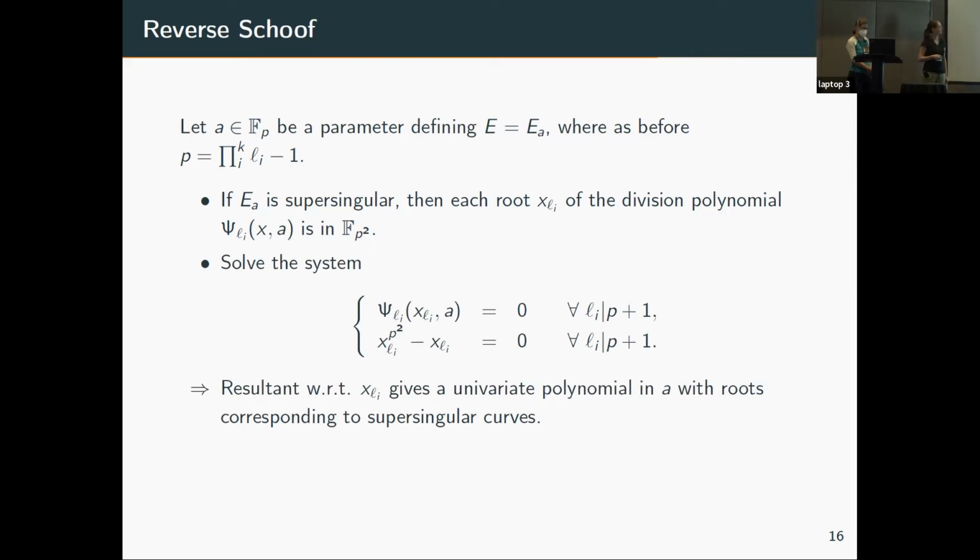And like that, we can define a system of polynomial equations where we have these division polynomials that are supposed to be 0, and then we have one further condition that is used to guarantee that those x-coordinates are actually in the finite field Fp squared. If we can solve this polynomial system for A, then A will be a parameter defining a supersingular elliptic curve. And what's nice about the system is that the degrees of the polynomials involved are not very large, and it also doesn't contain so many mixed terms. Maybe it's not clear from here, but this is a polynomial system with many variables.